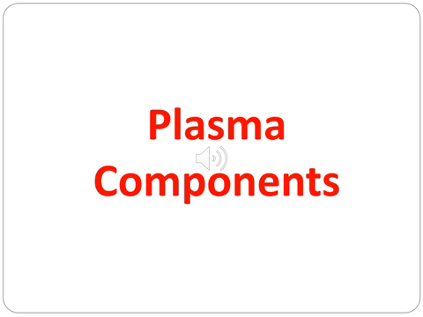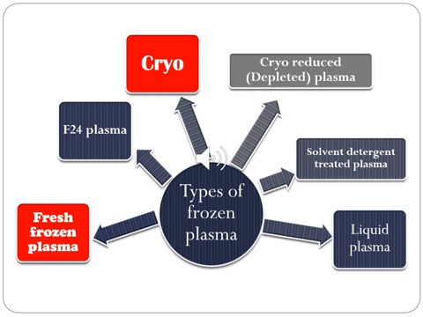The next component is plasma, which is the second most frequently erroneously prescribed blood component after platelets. Types of frozen plasma include fresh frozen plasma, cryo, cryo-reduced or cryo-depleted plasma, solvent detergent-treated plasma, liquid plasma, and F24 plasma. Our Fayoum University Hospital Blood Bank prepared and issued two of them, which are fresh frozen plasma and cryo.